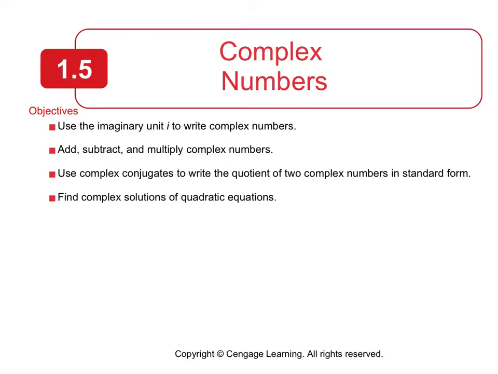Here in lesson 1.5, we will review complex numbers. Complex numbers have imaginary units in them most of the time. They don't have to, but one thing that we will review is the imaginary unit, which is i. So we'll talk about imaginary numbers. And then with the complex numbers, we'll add, subtract, and multiply them. We'll talk about complex conjugates and then find complex solutions of quadratic equations. And for that, we'll just use the quadratic formula, which we reviewed in 1.4.